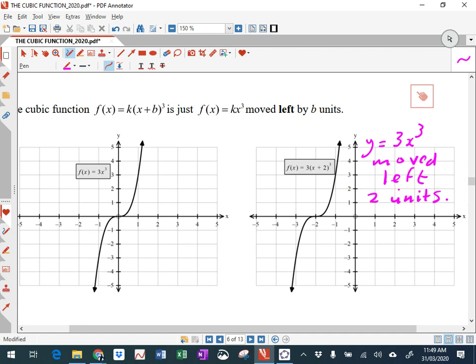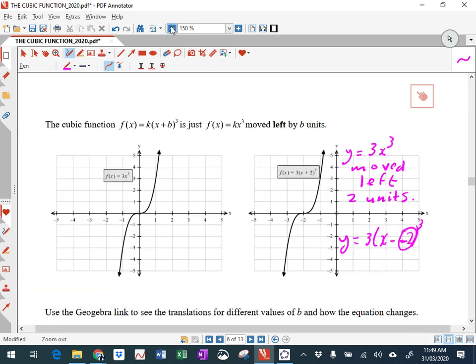Okay, left by 2 units. You can also think of this as y equals 3 outside of x minus negative 2, cubed. A negative and a negative make a positive, so you can think of it like that. There's your negative 2. It's moved left 2 units. Now I'll zoom back down again.